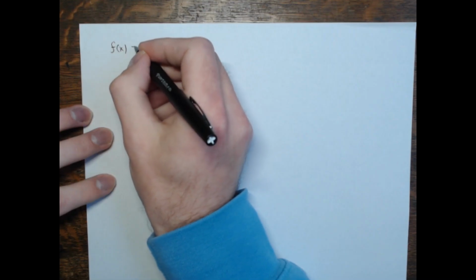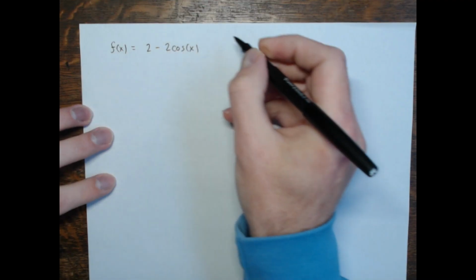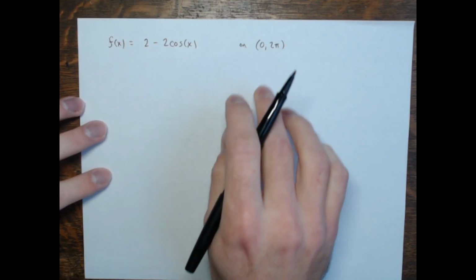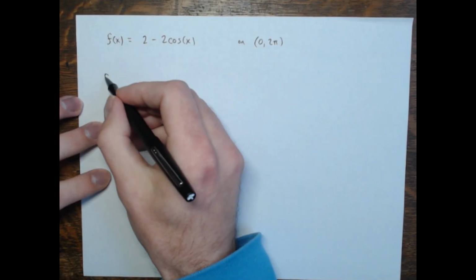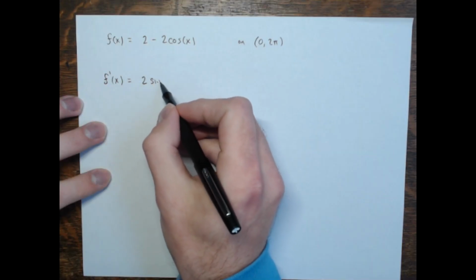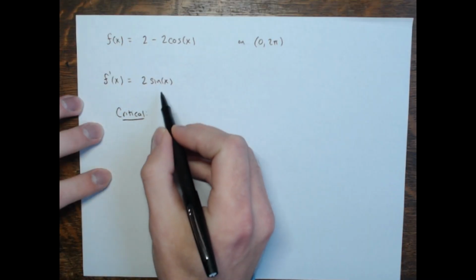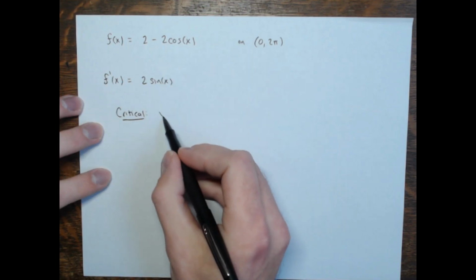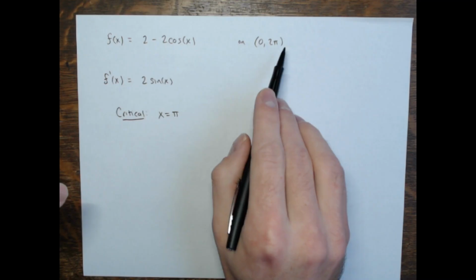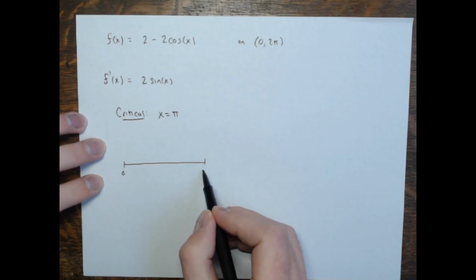So the function we're given, 2 minus 2 cosine x, but we're only looking on the interval from 0 to 2 pi, even though the domain is all real numbers, but not including 0, not including 2 pi. So the derivative would just be positive 2 sine x, and my critical points are wherever the sine is 0, so that would be pi, right? Because it's 0 at 0, and then pi, and then 2 pi, but 0 and 2 pi aren't included here. So I'm going to look at 0 to 2 pi only.